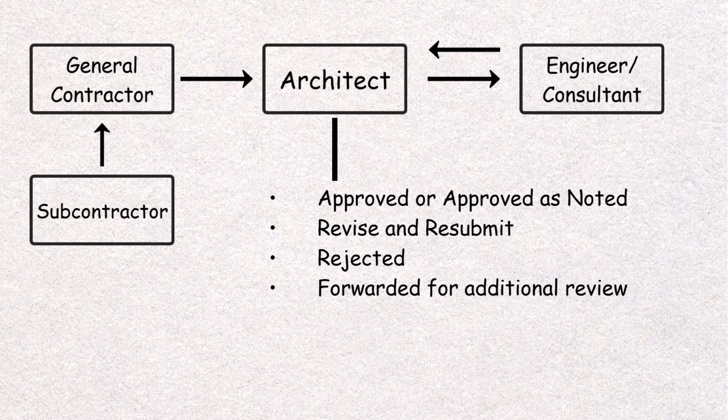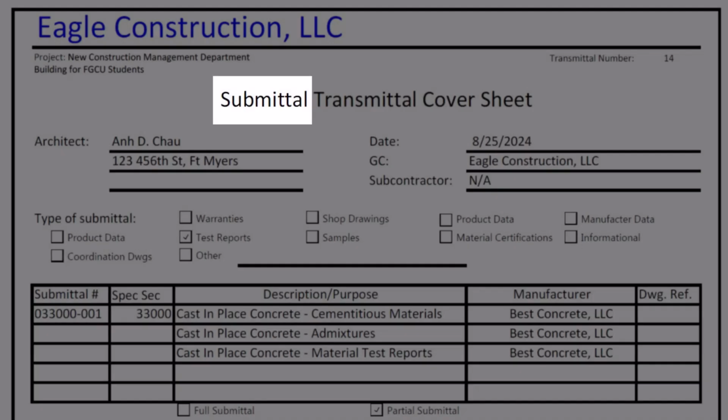Step 6. The architect sends the reviewed submittal back to the general contractor, who then informs the subcontractor. Only after approval can materials be ordered, fabricated, or installed. Skipping this step or installing unapproved materials exposes the project to serious risk, from change orders and delays to liability and failure. Let's walk through a real-world example of a construction submittal.